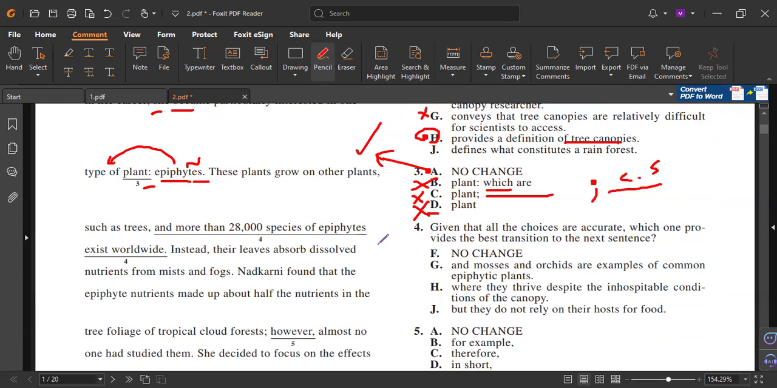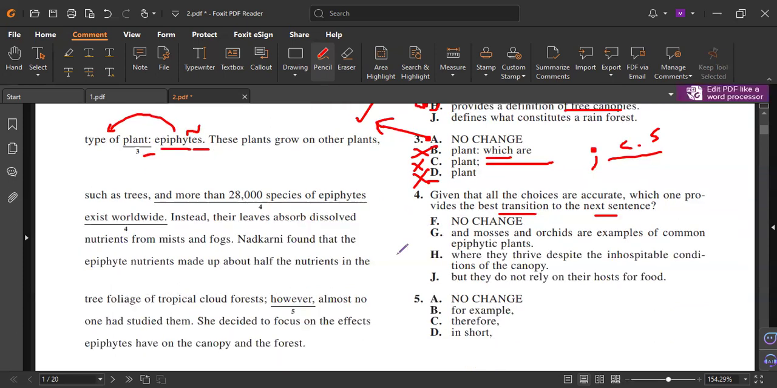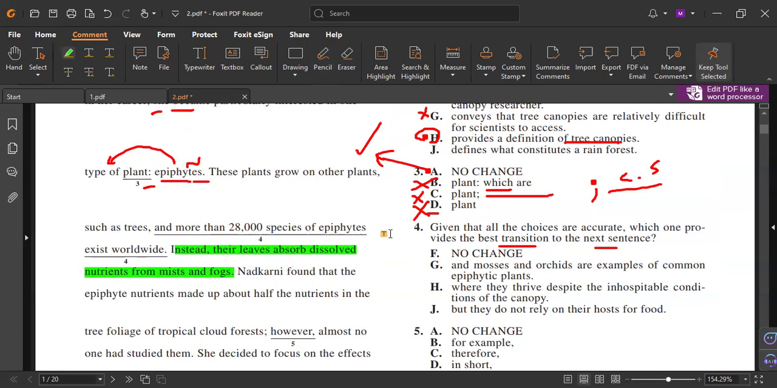Okay. For number 4, he wanted to say, what is the best transition to the next sentence? So what is this next sentence? It must be this one, from full stop to full stop, as he said. So are you still here? Are you still here or there? Yes, I'm here. Fine. Now we need the best transition for the next sentence.